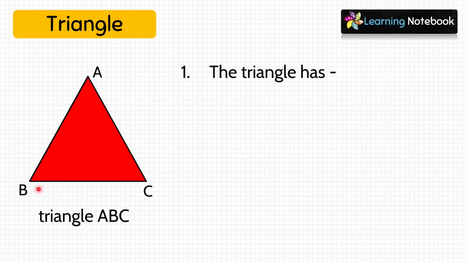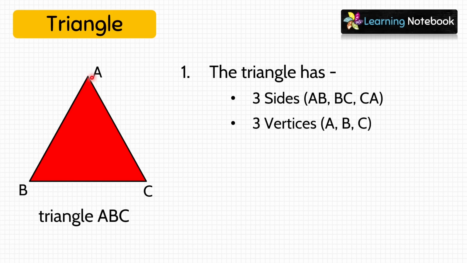Next, a triangle has 3 sides. Like here, we have 3 sides: AB, BC and CA. Then a triangle has 3 vertices, or we can call it 3 corners. Like here, 3 vertices are A, B and C.